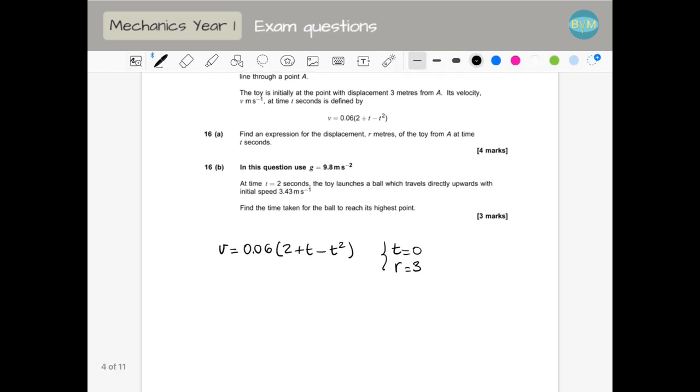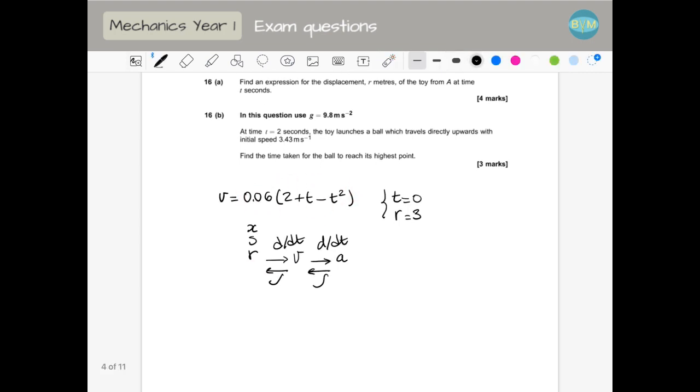So remember, we have the displacement called r, sometimes s, and sometimes x if it's in the x-axis. Then the velocity, then the acceleration. So the velocity is the change in displacement. We differentiate this way, which means we integrate the other way. If we have the velocity and we want the displacement, we need to integrate that one. So we are going to integrate this to find the displacement function.